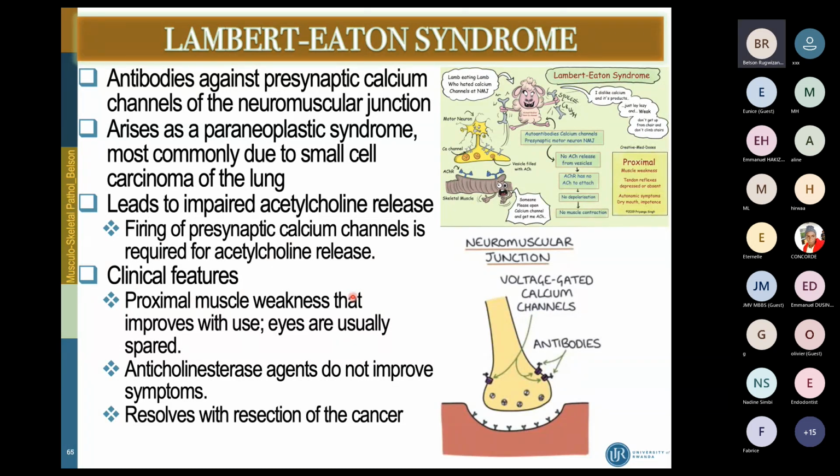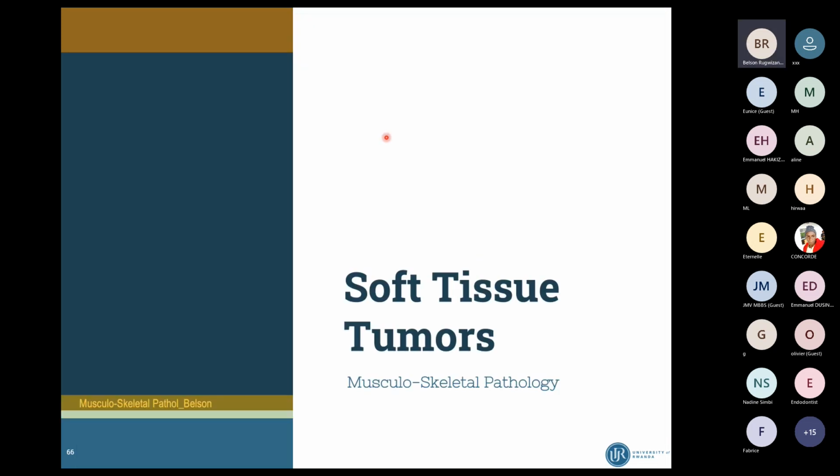Because we saw that usually it is caused by a paraneoplastic syndrome, if you do surgery on the primary cancer, the disease will disappear. The problem is when the cancer can't be resected. So that's all here. Then we go to soft tissue tumors. Questions so far?